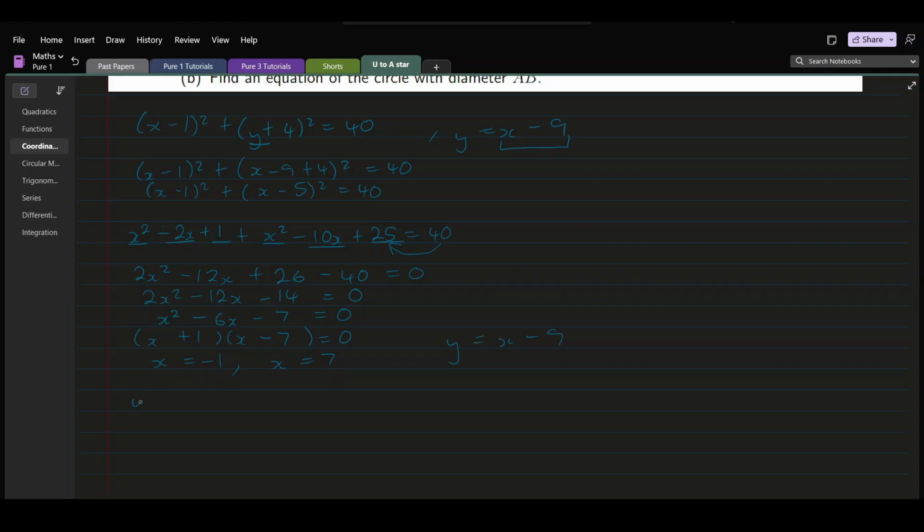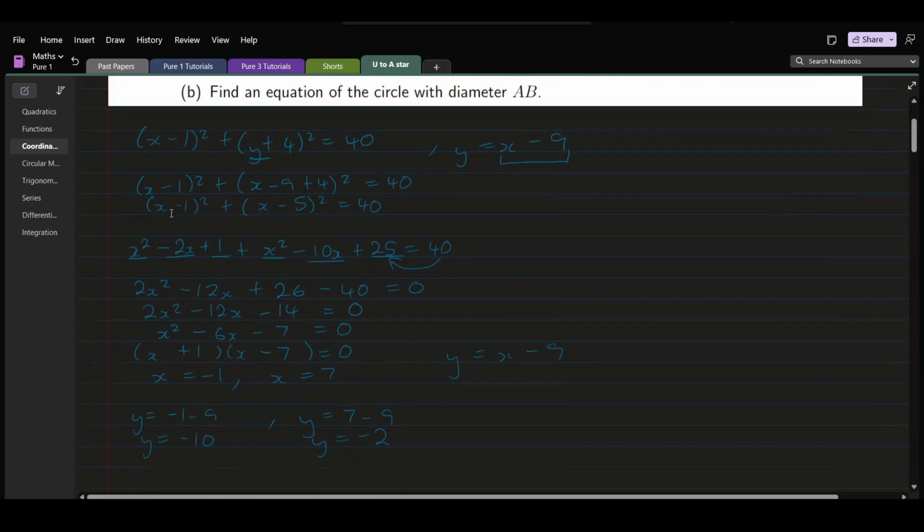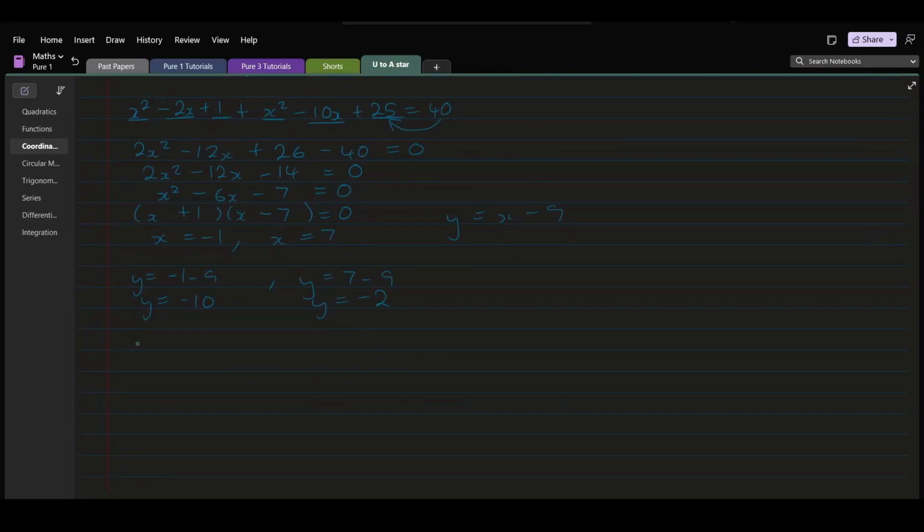So at x is negative 1, y is equal to negative 1 minus 9, and y is equal to negative 10. And then at x is 7, y is equal to 7 minus 9, and y is equal to negative 2. They want the coordinates of the 2 points of intersection. We can conclude that the two coordinates are negative 1, negative 10, and 7, negative 2. And this would be our final answer for part A.